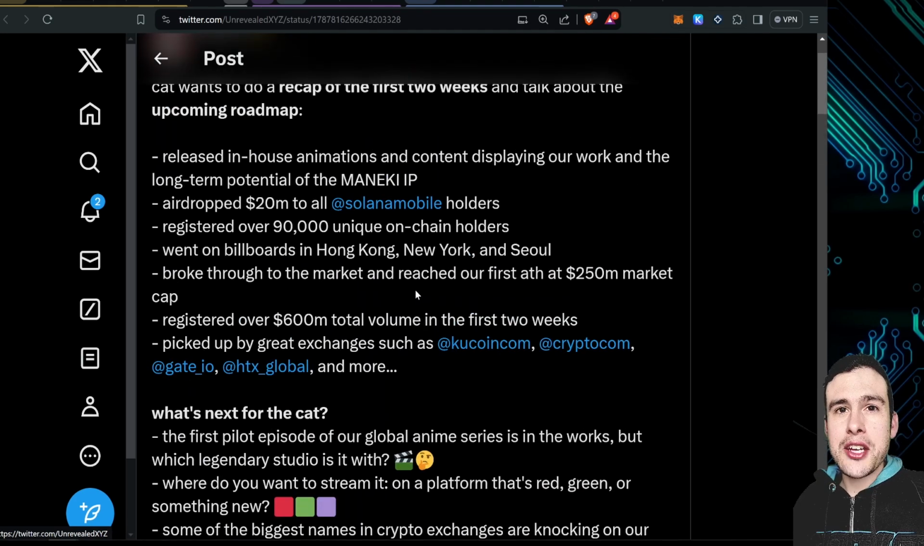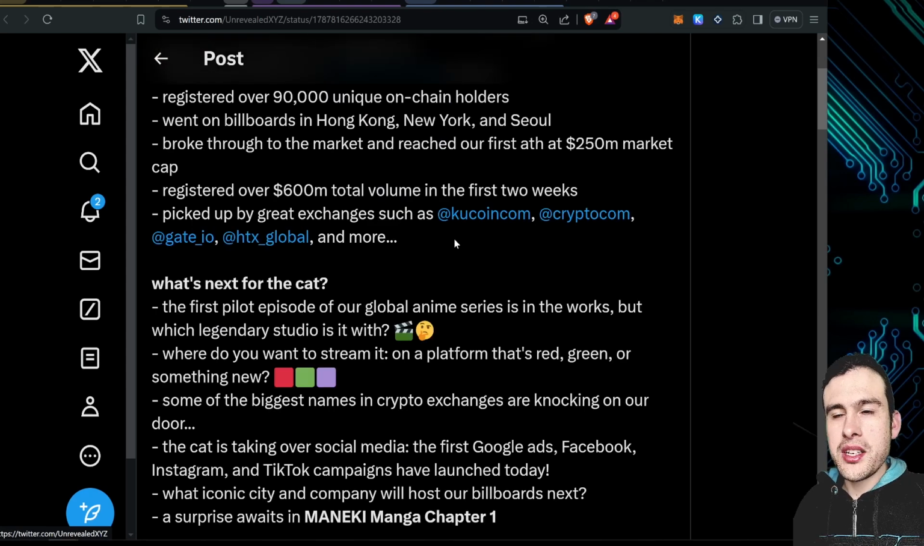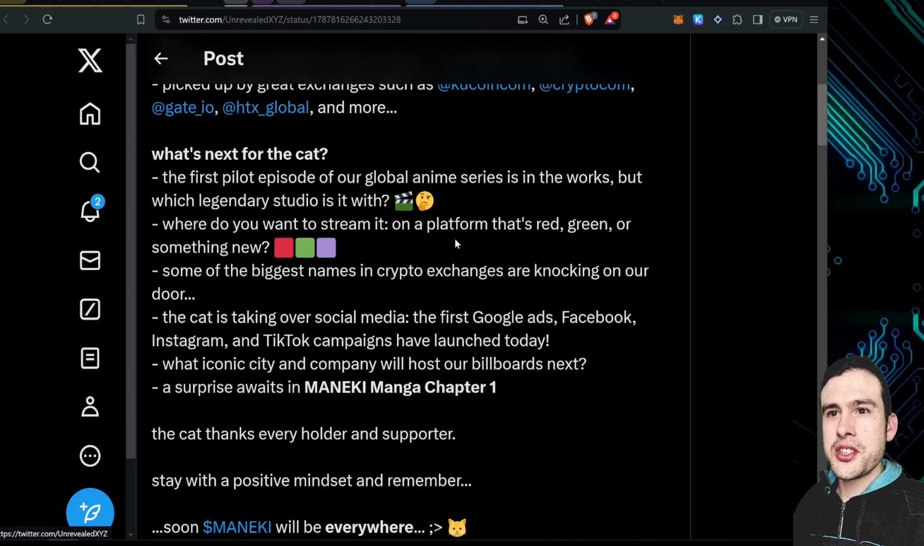They airdropped about $20 million worth to all Solana Mobile holders. They've got about 90,000 unique on-chain users. I showed those billboards, the ones in Hong Kong and the one in New York. I didn't realize there was one for Sol too. They got up to a $250 million market cap and are listed on many exchanges. I'm quite surprised with how much these guys are pushing.